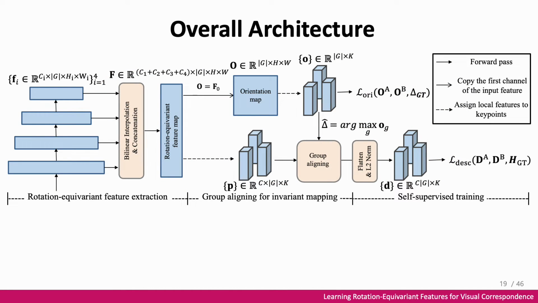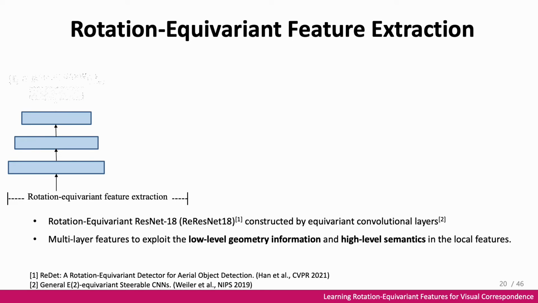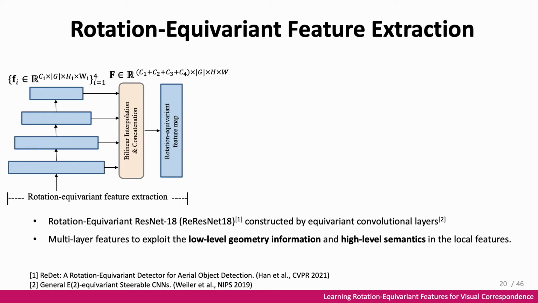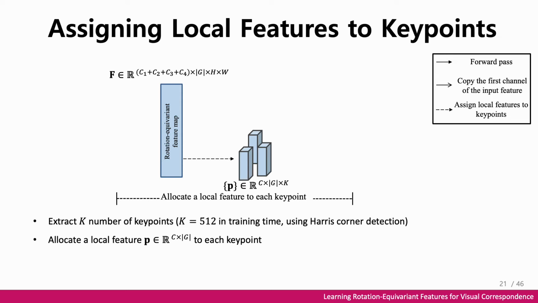This is our overall architecture. We utilize a rotation equivariant ResNet-18 backbone. We take multi-layer features and concatenate them to combine the information of low-level geometry and high-level semantics. After obtaining the rotation equivariant feature map F, we assign local features to predefined key points. We use the Harris corner detector at training time. We allocate the local feature at P to each key point, which will transform to an invariant descriptor.